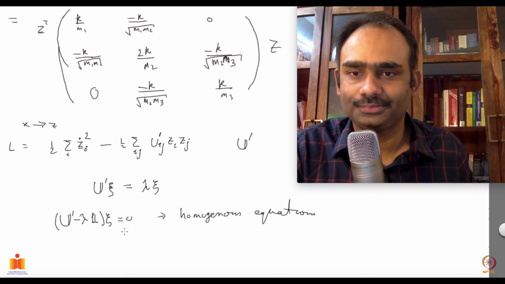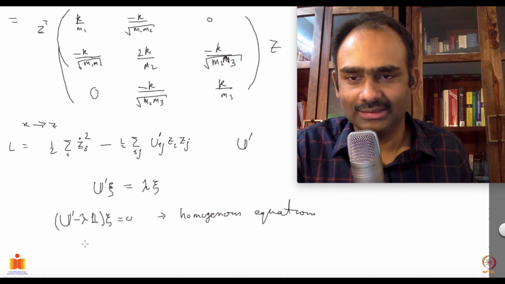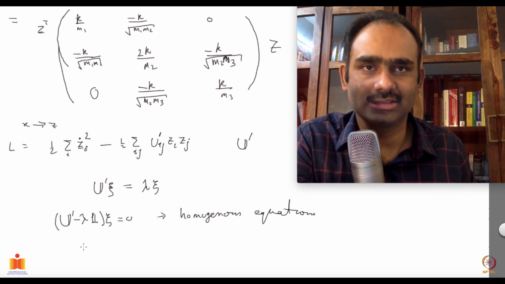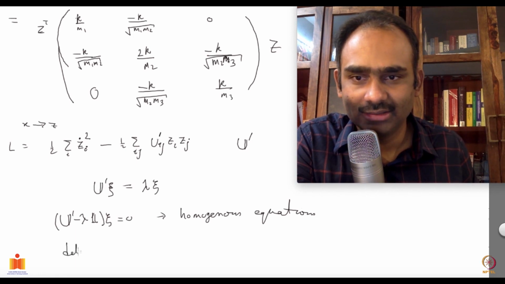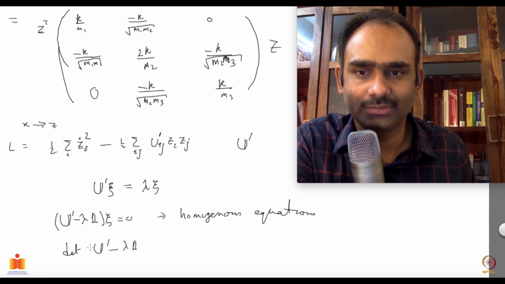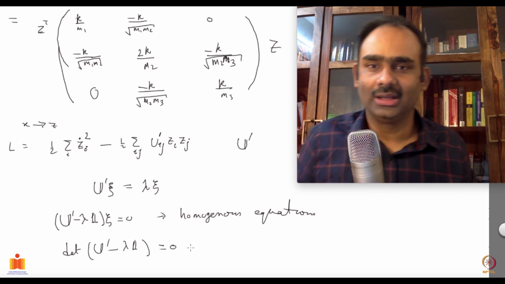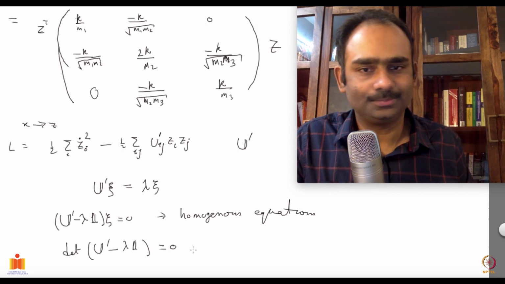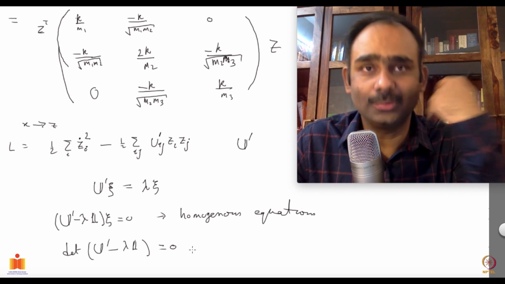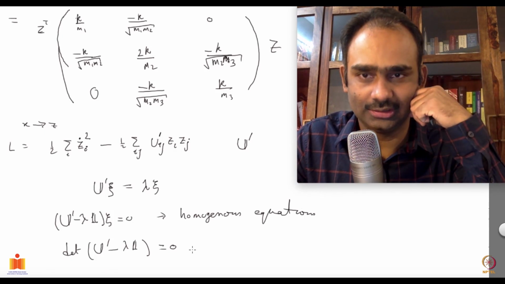Okay, we have a total of n equations if we have n degrees of freedom for our system, and this set of equations will have a non-trivial solution xi only if the determinant of u prime minus lambda I vanishes. Okay, that's the condition for having non-trivial solutions, and that's what we have to solve now, at least to find what are the possible lambdas that are allowed for our system, the linear triatomic molecular system.